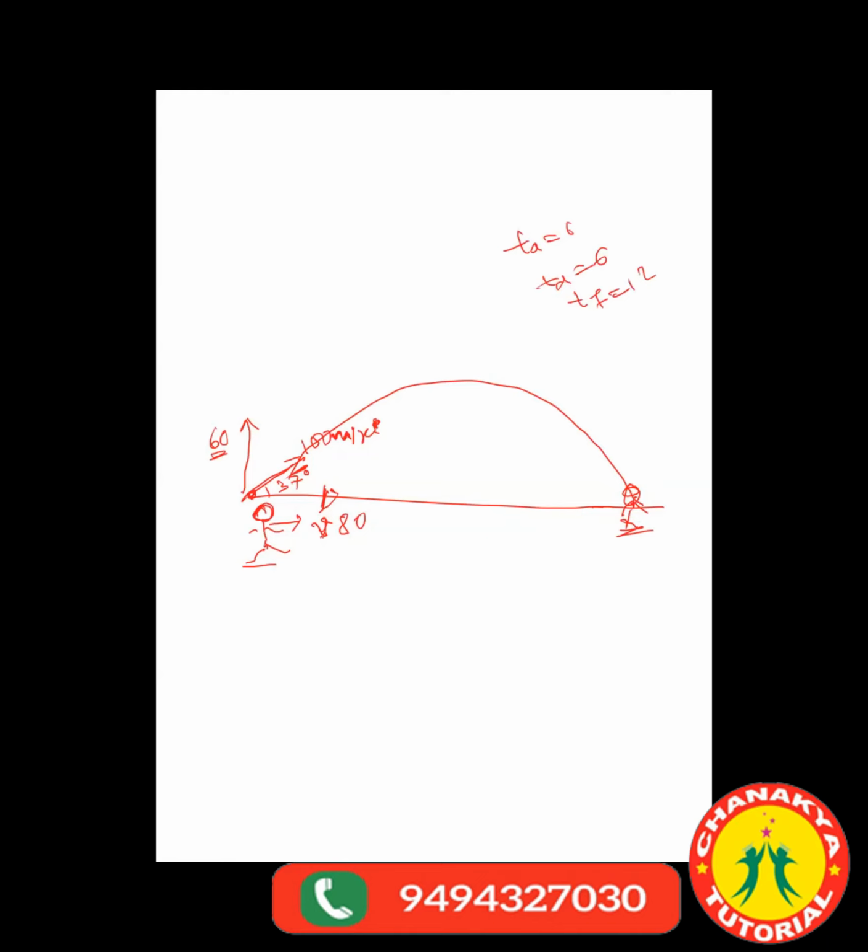Correct? Yes, sir. So the range, how much are you getting? 80 into 12, right? That is 960 meter. So this guy should run how much? 960 meter. Correct? He should run 960 meter in how many seconds? 12 seconds only. Then only he can catch. So this is the velocity that will again come 80 only. So he should run with the horizontal component of the projectile.